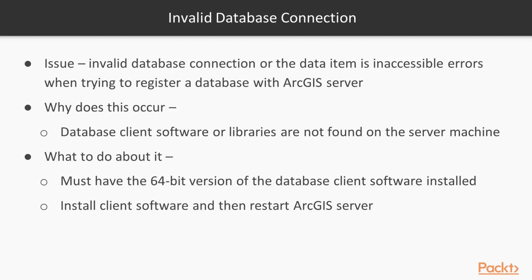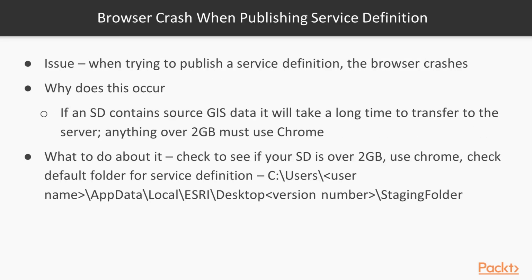Issue number 2. When you get an error that says invalid database connection or a data item is inaccessible, when you're trying to register a database with ArcGIS Server, what's going on is basically that you don't have the database client software or libraries that you need in order to register your database. So you need to grab the 64-bit version of the database client software, depending on what your database platform is, install it and restart ArcGIS Server, try to re-register your database again, and it should go as planned.